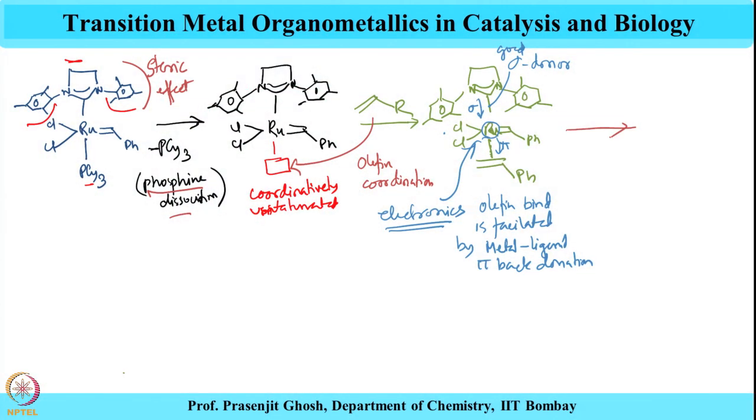Now, once that successful binding of olefin happens, the next is the metathesis reaction, which gives this four-membered ruthenium metallocyclobutane intermediate, and that eventually gets converted to product.